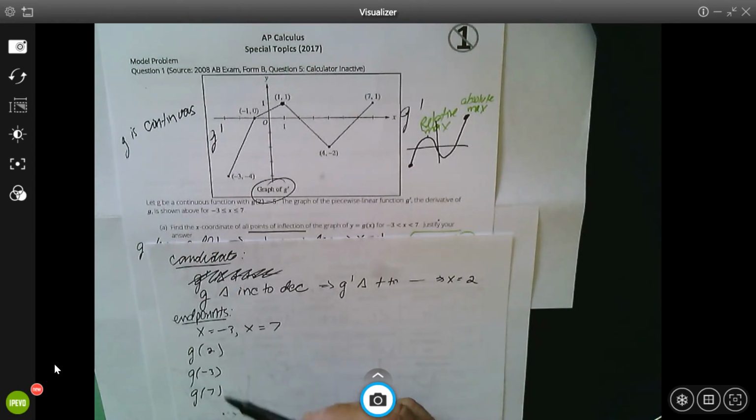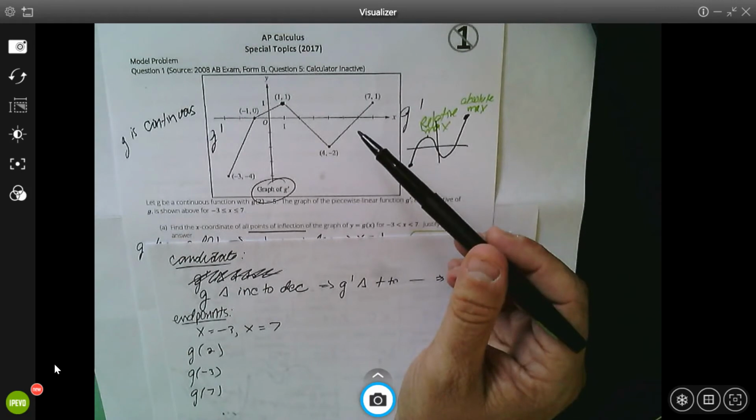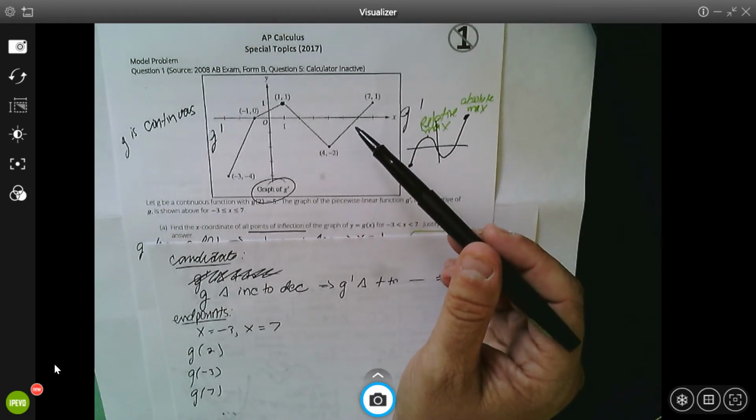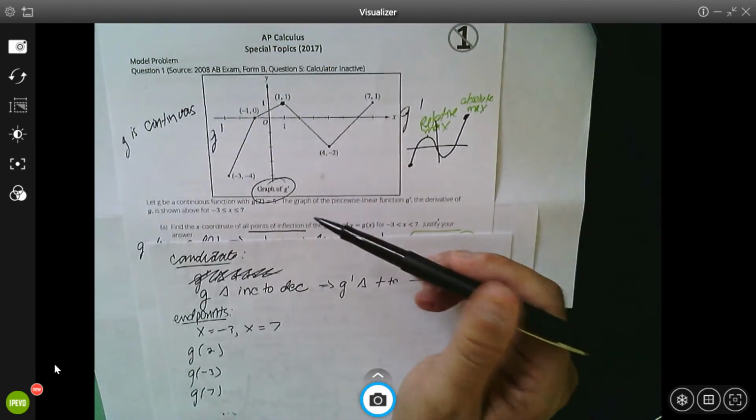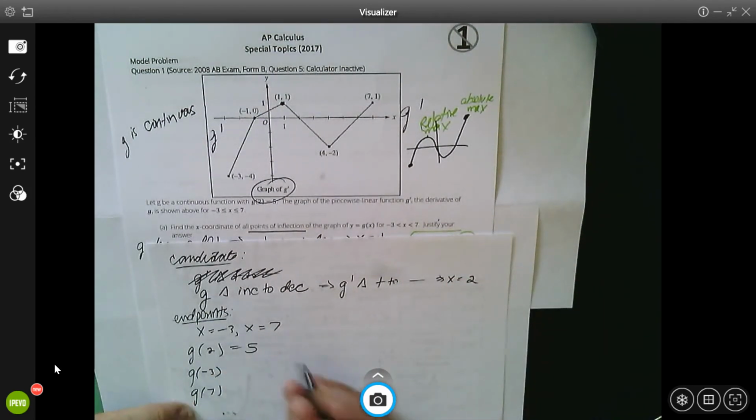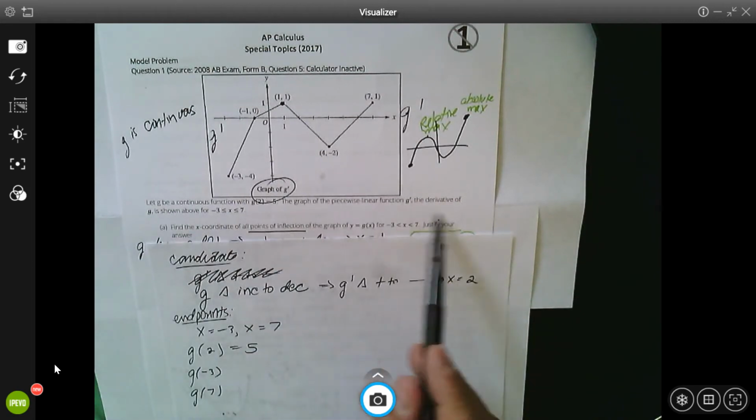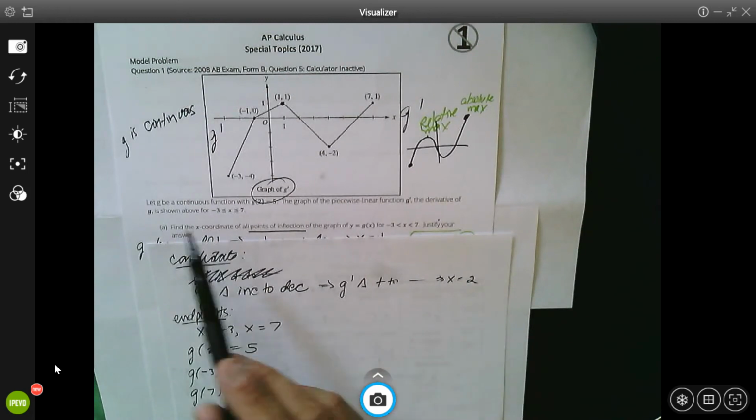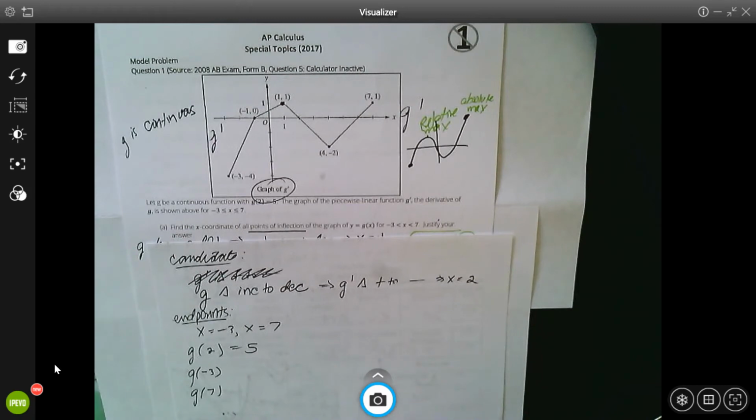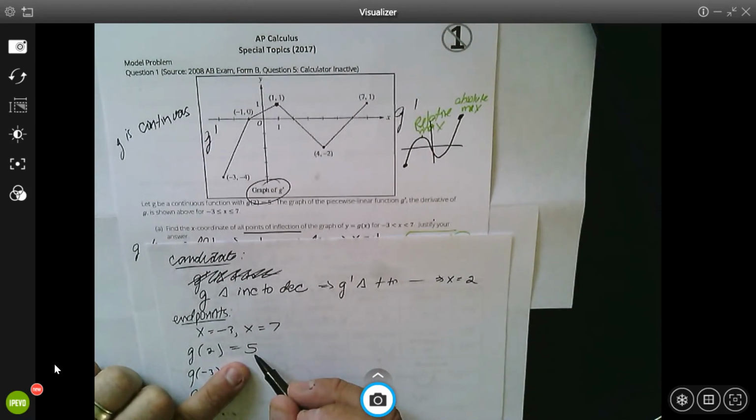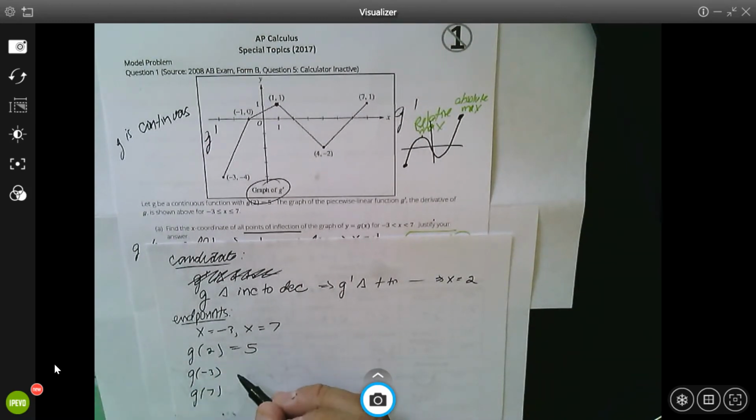Now you might say, wait, how am I going to figure that out? I don't have the graph of g, I have a graph of g prime. Well, if you go back and read the question carefully, they told you in the beginning that g of 2 was 5. So, okay, I know that g of 2 is 5. Did they tell me what g of -3 is? No. Did they tell me what g of 7 is? Nope. All that they've given me is 1 point on the curve, and now they're asking for other points. This is where you need the fundamental theorem of calculus.